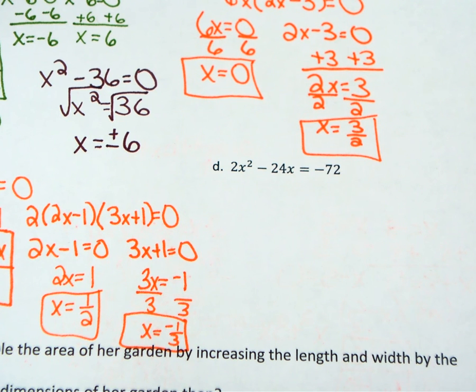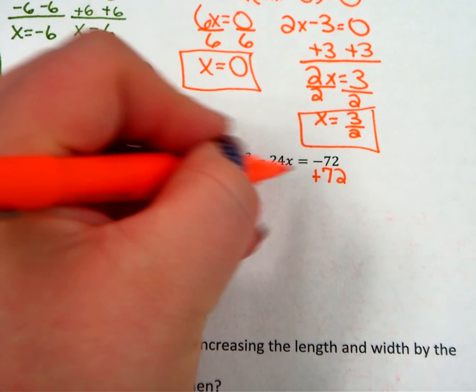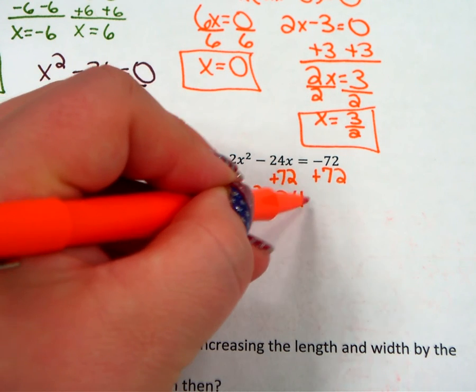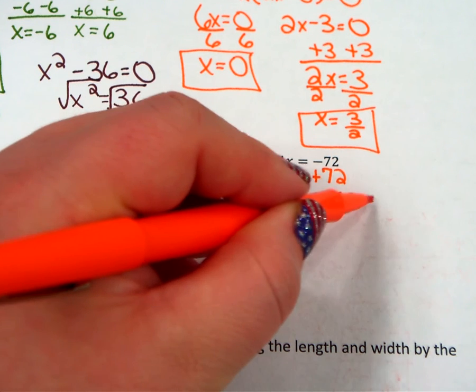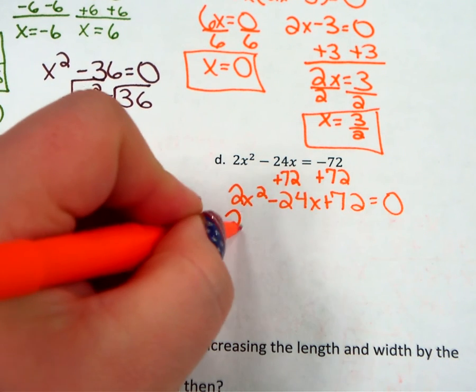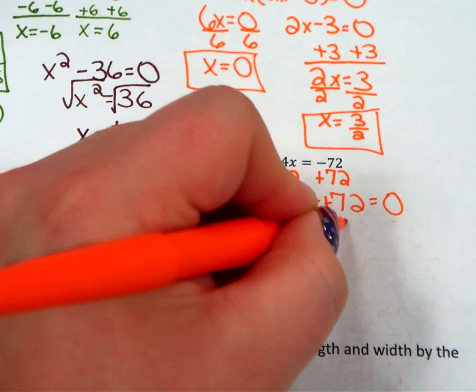3D. This is not set up for me to be able to start factoring or solving because it's not set equal to 0. So I need to add 72 to both sides before I get started. Then I can start down my factoring way. Can I take something out of each piece? I can take a 2. Leaves me with x squared minus 12x plus 36.